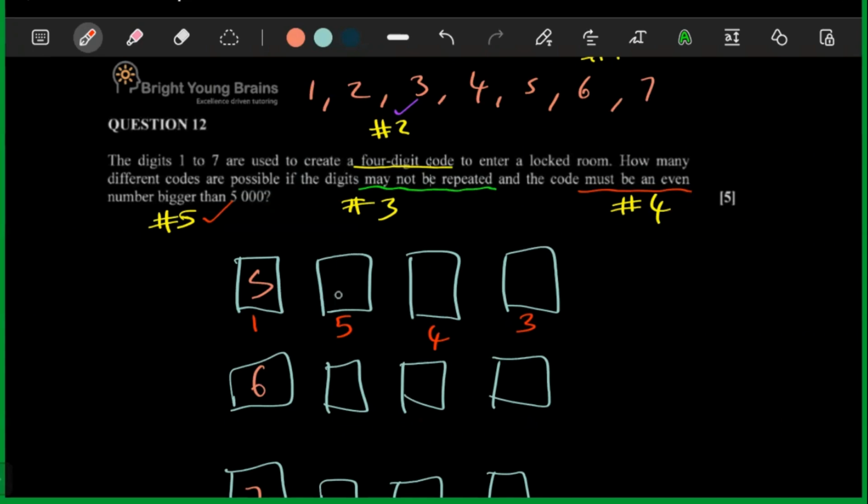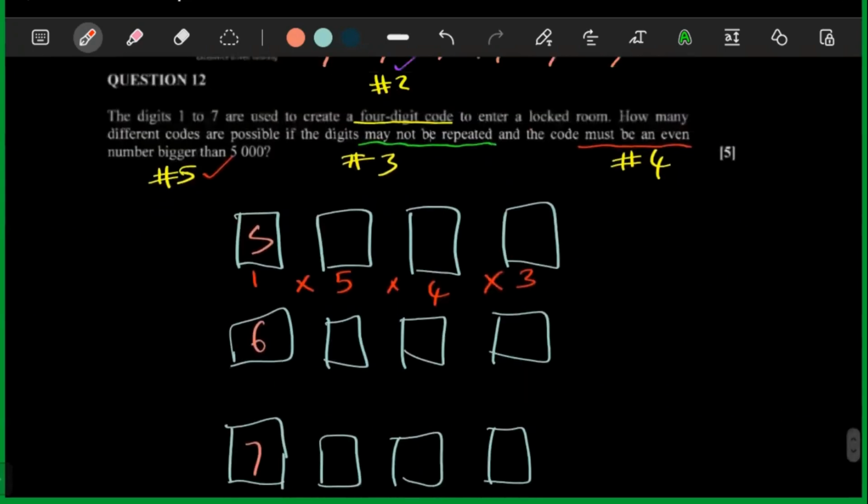And then once you put a number here, you only have 4 options here. You get it? Yes, I get it. So it means that for numbers that start with a 5, these are your total outcomes if you multiply these numbers. So you do the same for the 6 and the 7.